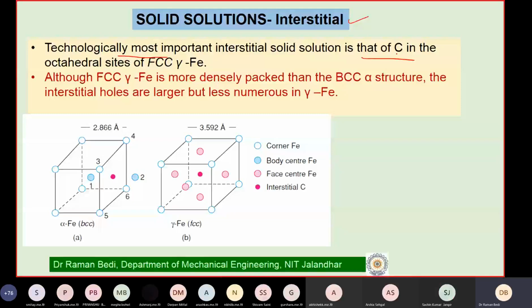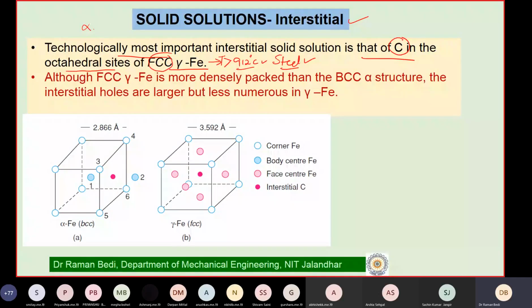So we say that one of the important solid solutions which will help us in understanding the concept of steel is the solid solution of carbon in octahedral sites of FCC iron, or gamma iron, which is at a temperature greater than 912 degrees. So at room temperature you have alpha iron, whereas at high temperature, greater than 912, you will have gamma iron, which is called austenite.